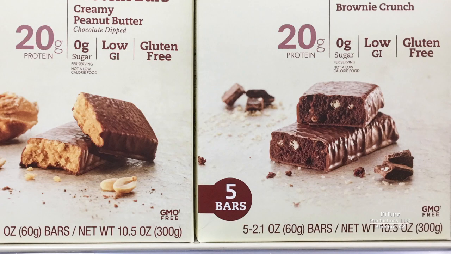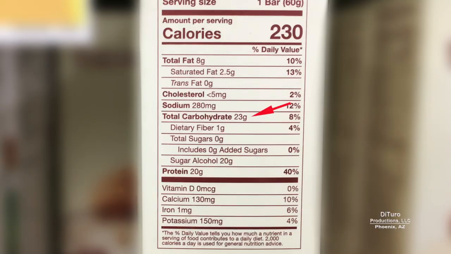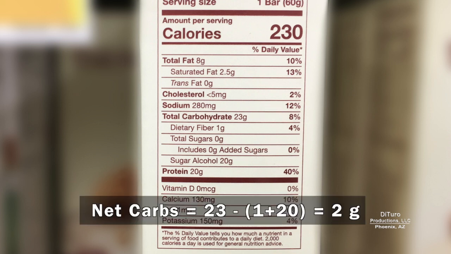This protein bar has 0 grams of sugar, but it clearly states on the package that it is not a low-calorie food. With 23 grams of total carbohydrates, 1 gram of fiber, and 20 grams of sugar alcohols, one would believe this product has 2 grams of net carbs. We know each bar has 230 calories.